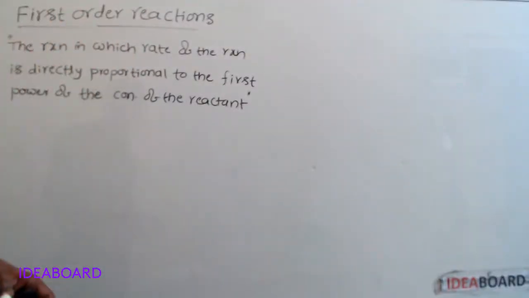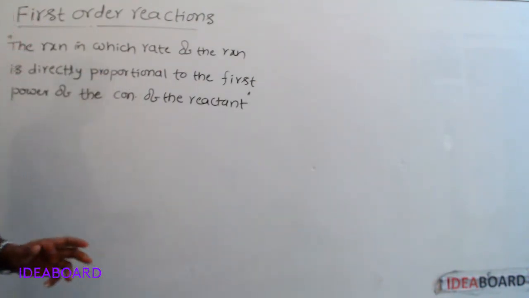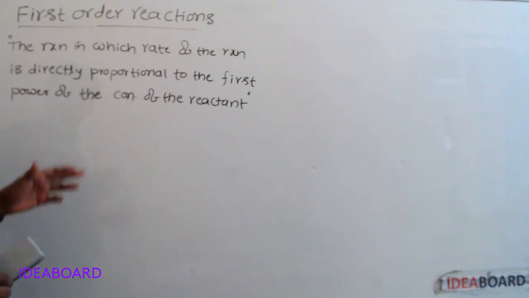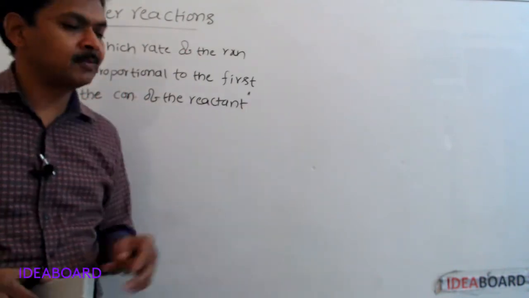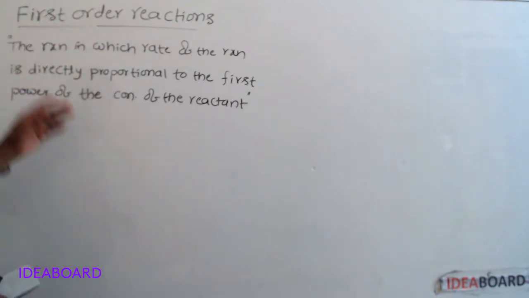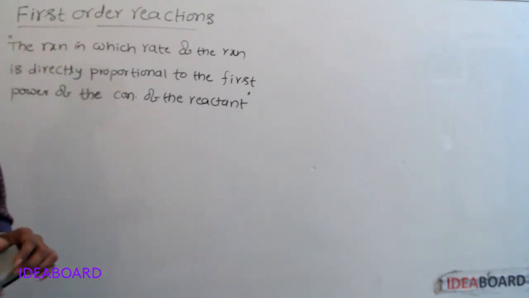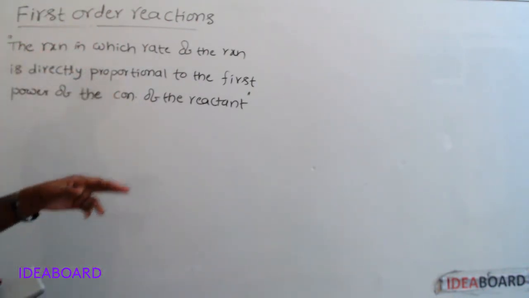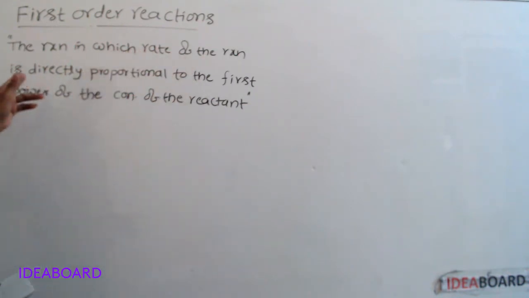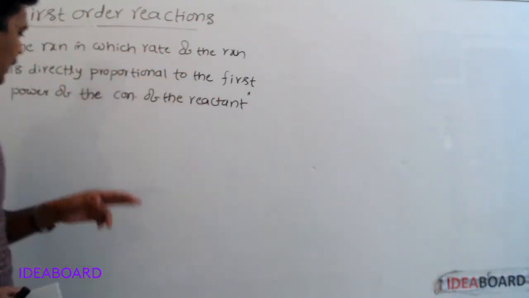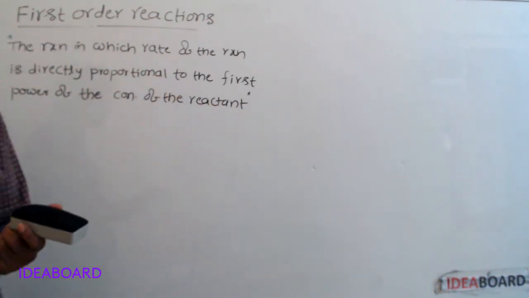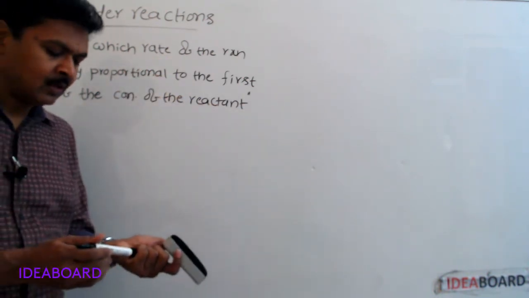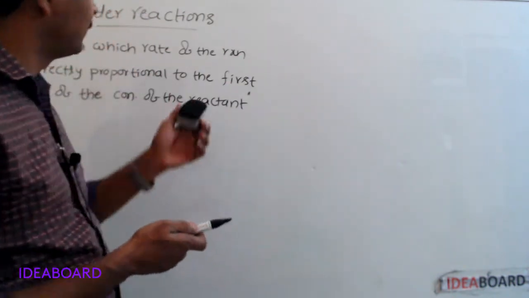See, first, what is a first order reaction? The reaction in which the rate of reaction is directly proportional to the first power of the concentration of the reactant is called a first order reaction. Already I gave so many examples for first order reactions.